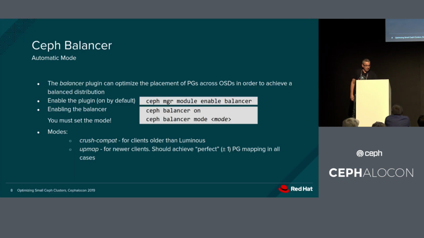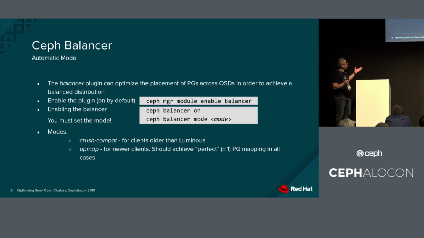So what is the balancer? The balancer is a plugin that can optimize the placement of PGs across the OSDs. As a module plugin, it needs to be enabled. To enable it, you need to give 2 commands, not only 1. You turn it on and set the mode. If you turn it on, it gets an empty mode and doesn't do anything. So it's not enough to do ceph balancer on.